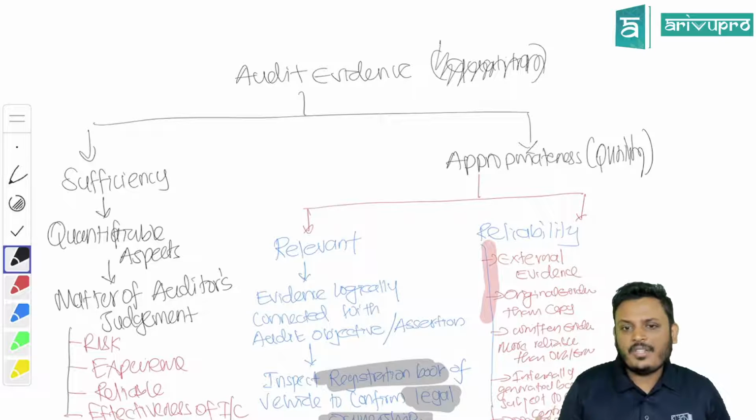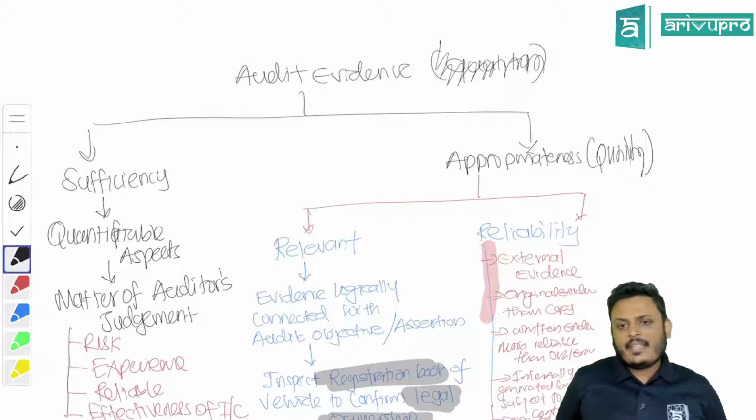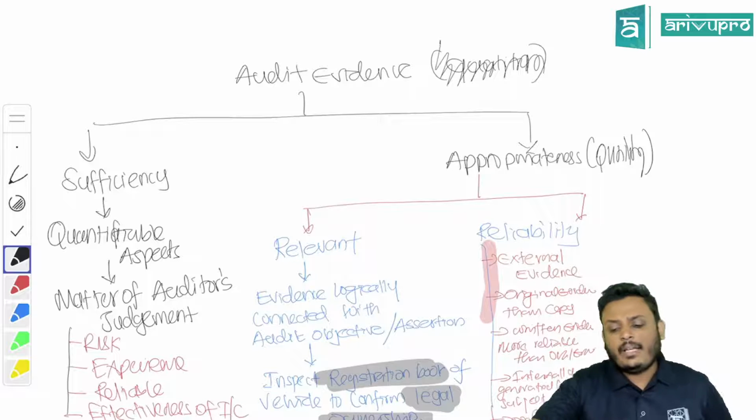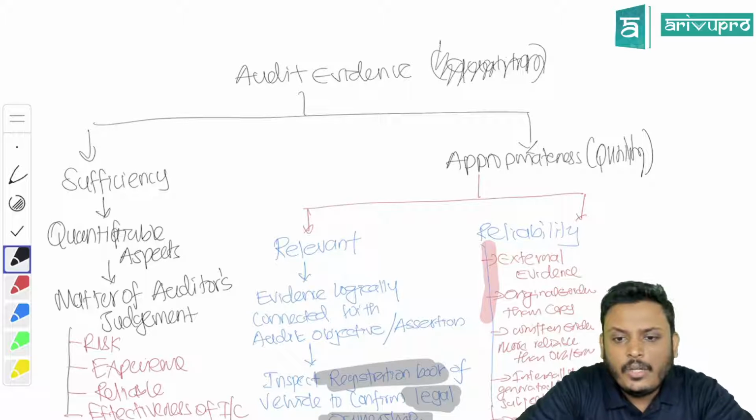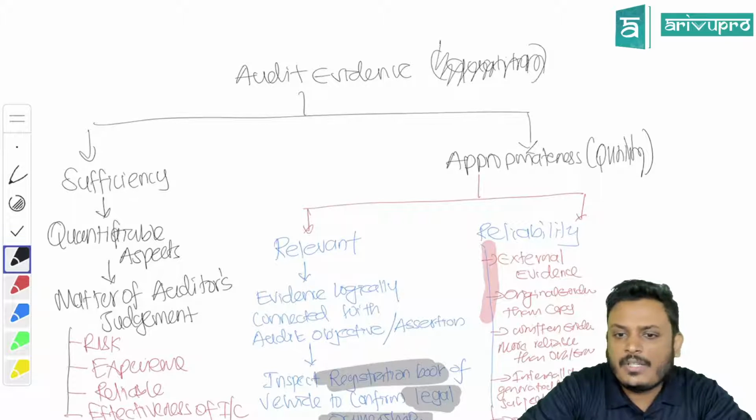Right? So sufficiency means enough, and it's a quantifiable aspect. As I told, some people will eat one plate of rice, some people will eat two plates of rice. But there are several factors that we need to consider, several factors that will influence that particular judgment of sufficiency. Okay, so let me make it simple.